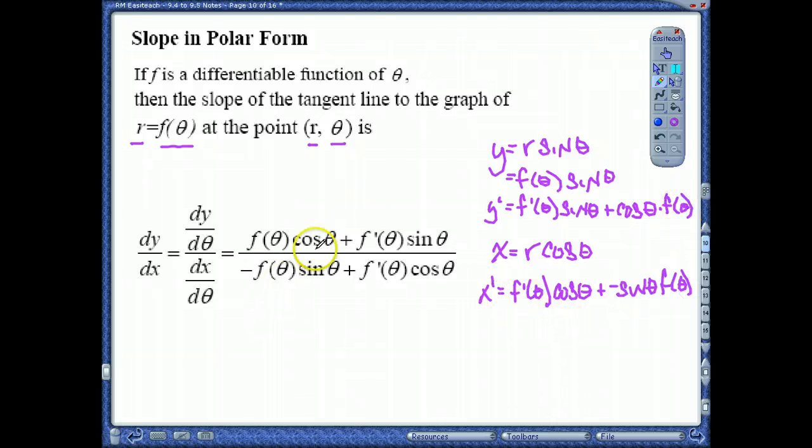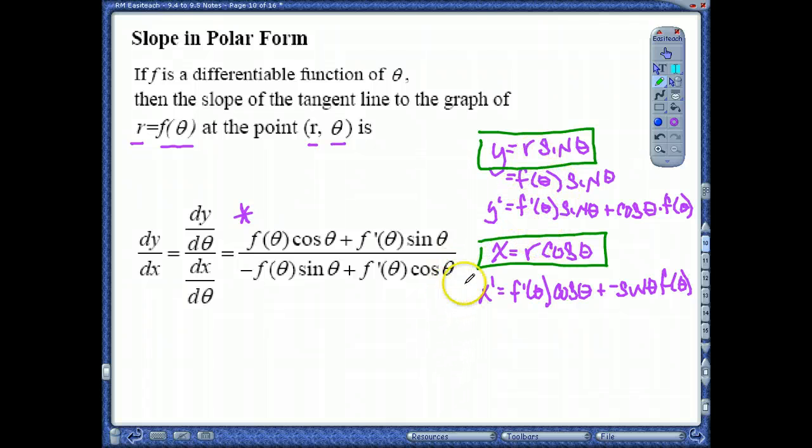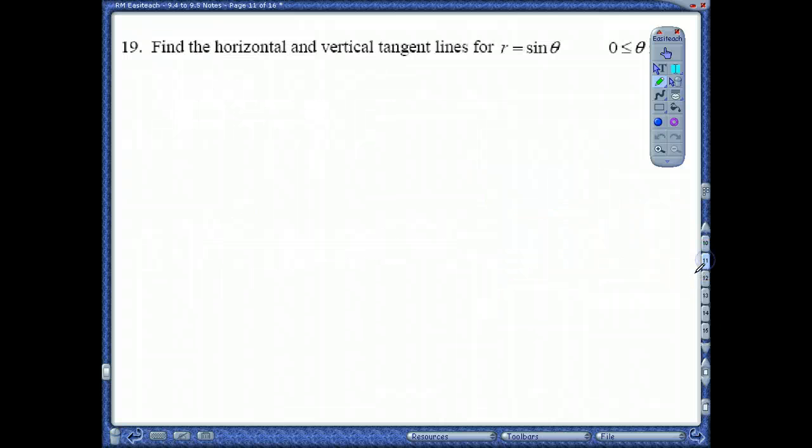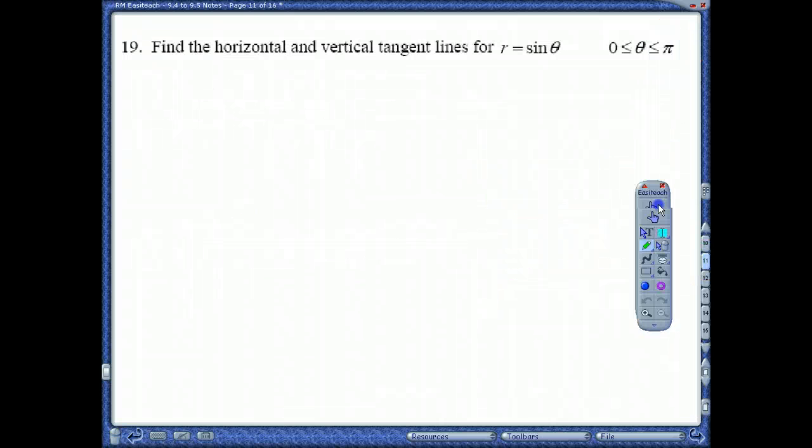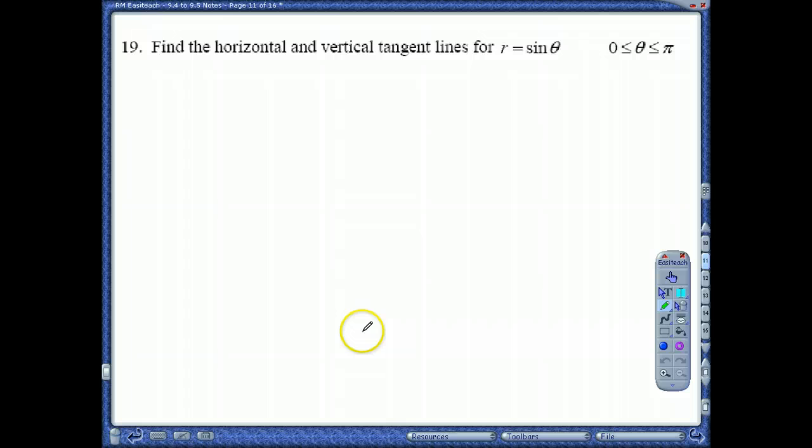So if you want to use this formula and you're like, I do not remember how to do it, now you know how you can derive it. You're just starting out with what does y equal, what does x equal. Substitute your r out of there with f of theta, and then just do a product rule. So they may ask us to find horizontal and vertical tangent lines for r equals sine of theta.